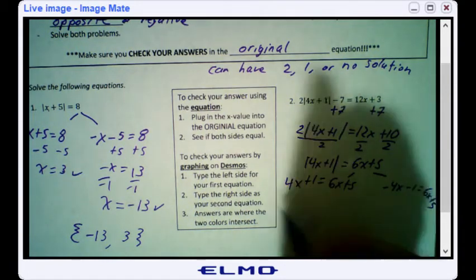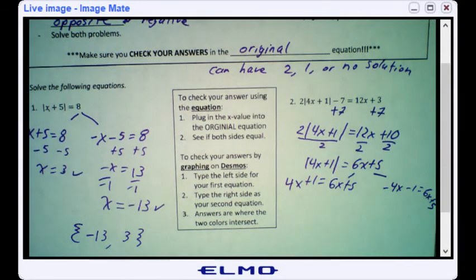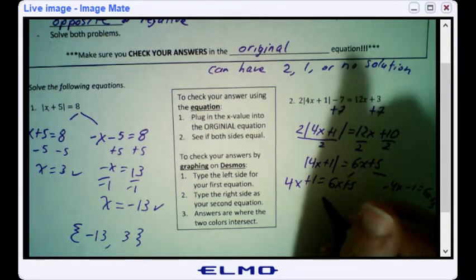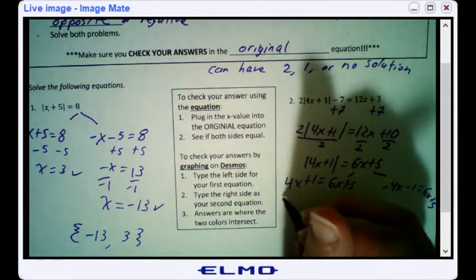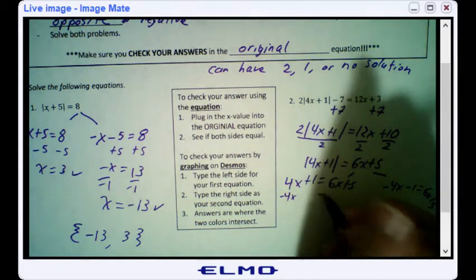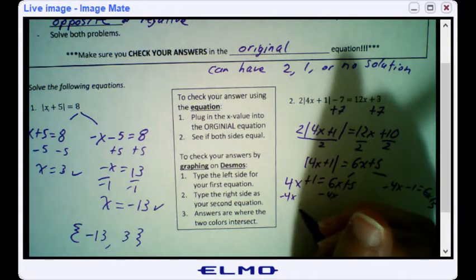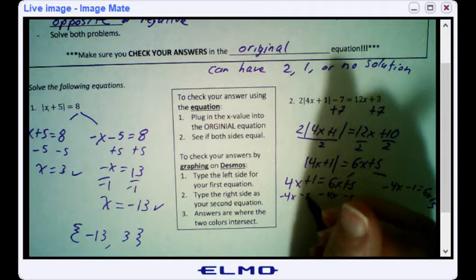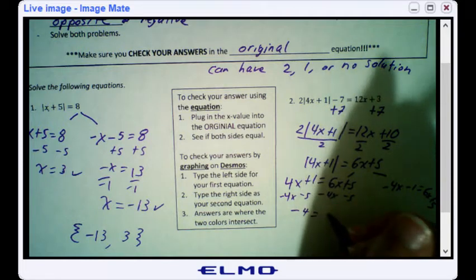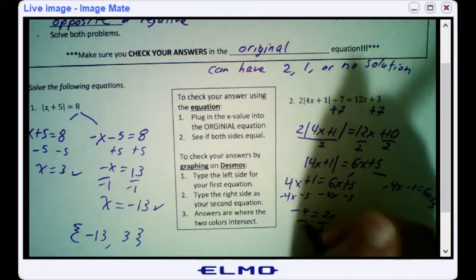For my left one, there's lots of different ways you could do this part now. I like x to be positive, so I'm going to subtract the 4x. And then I'm going to subtract 5 from both sides. So we get negative 4 equals 2x, divide by 2. And negative 2 equals x.